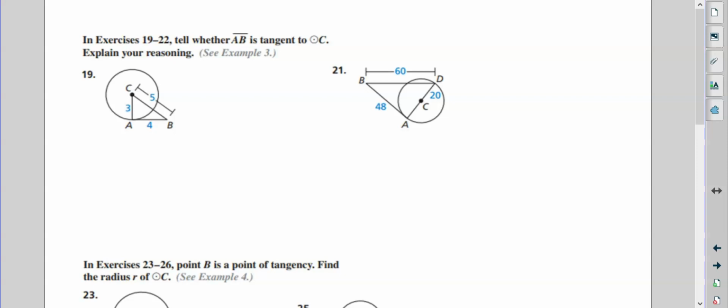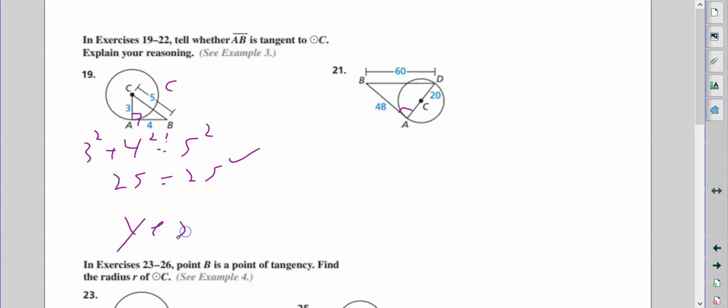Okay. Tell whether it's a tangent. So if it's a tangent, this will be a right angle. And on here, this will be a right angle. Okay? So in that case, that makes this C. That's the most important one. So 3 squared plus 4 squared equals, that's a question mark right now, 5 squared. But if we do that, we get 9 plus 16, which is 25, equals 25. Check. So that's a yes.